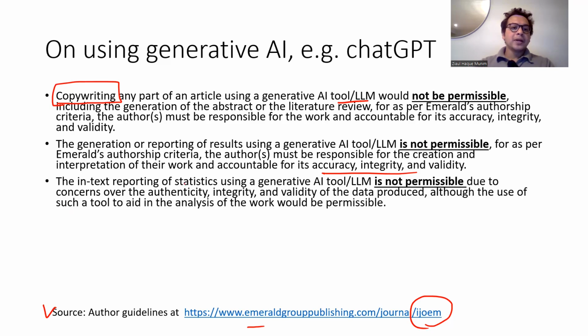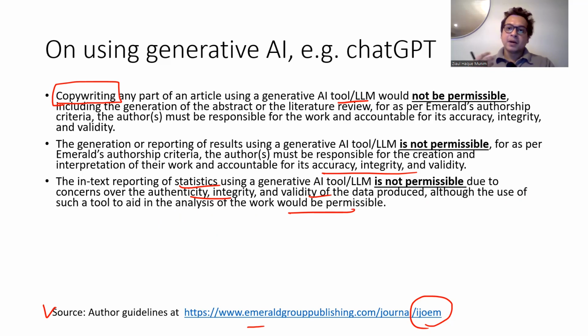Also, in-text reporting of statistics using a generative AI tool or LLM is not permissible due to concern over the authenticity, integrity, and validity of the data produced, although the use of such a tool to aid the analysis of the work would be permissible. So it might be okay to aid analysis, but we might not really report the results or statistical results that we get from an AI tool or LLM.